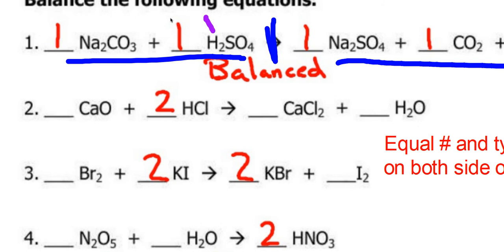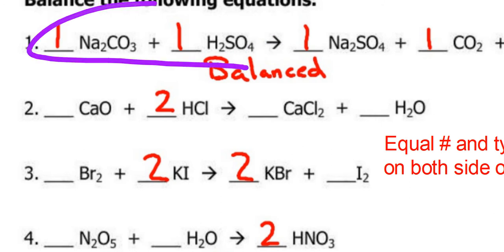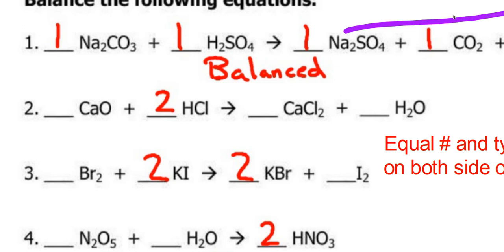for number 1 was hydrogen. There were 2, and there were 2, so the hydrogens are already equal. So reaction number 1 was already balanced for us. That was great. It was already balanced for us. And let's go ahead and just point out that the arrow there separates the reactants from the products.